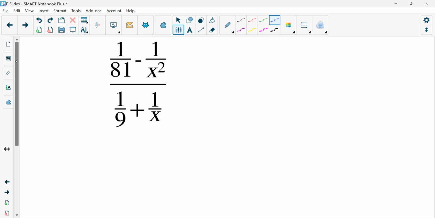All right, so take a moment and try doing this one. All right, so what's our common denominator for the top? Logan, what'd you get for the top? 81x squared. Common denominator for the bottom? 9x.